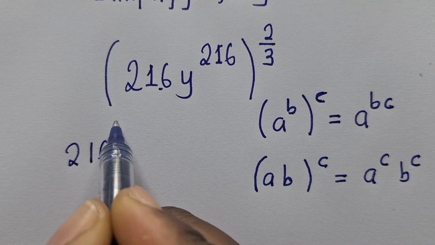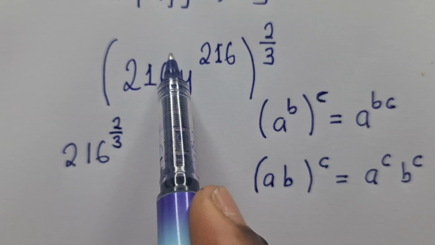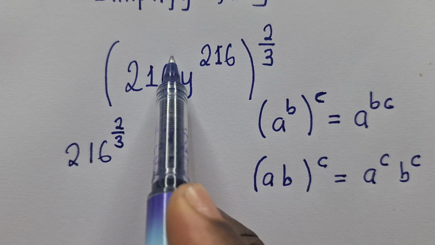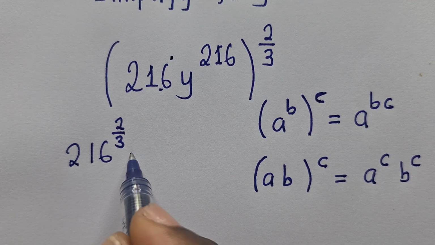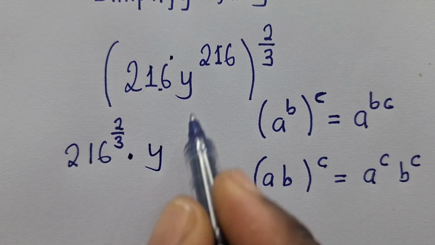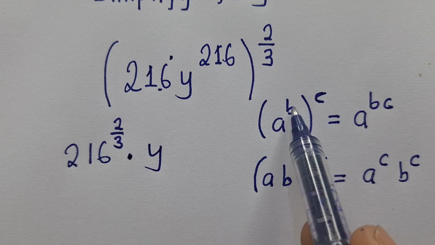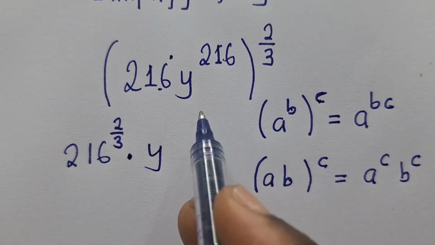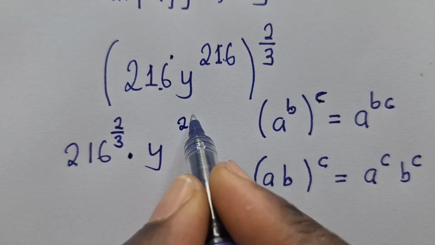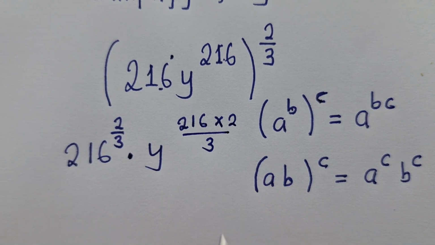216 power 2 over 3. So this power has been applied to this 216. And then here we shall put a dot to represent times. Y, this is a y. And then power to power, we multiply like it is here. This power and this are multiplied. So this will give us a 216 times a 2 over a 3.